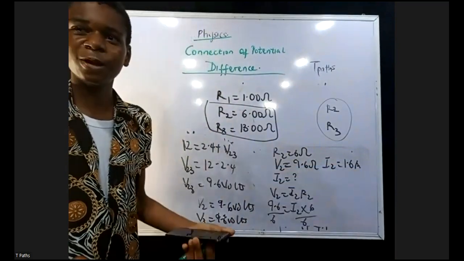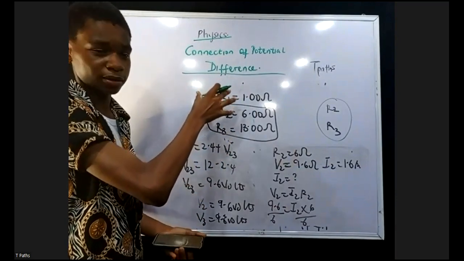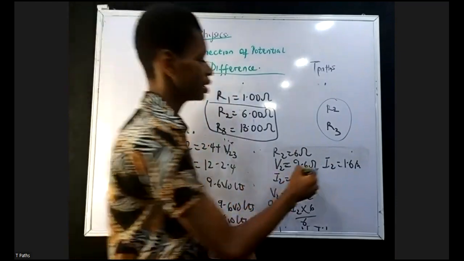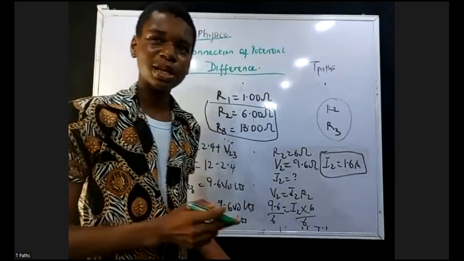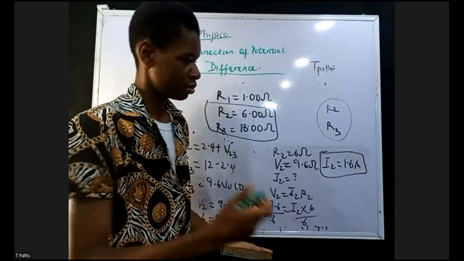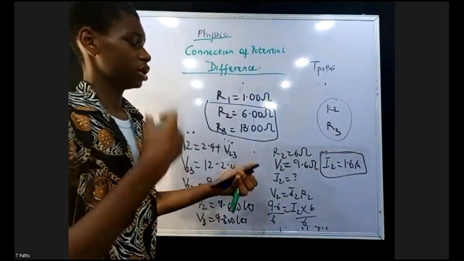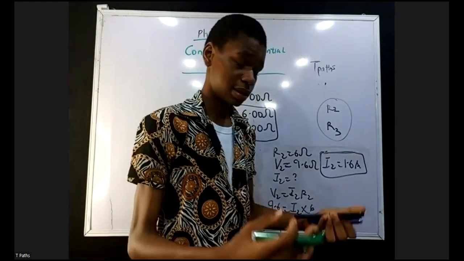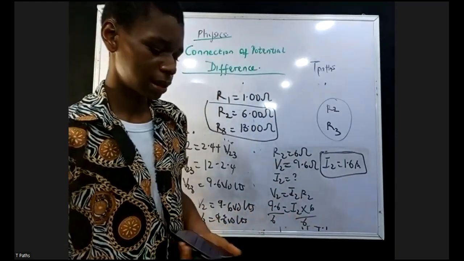As you can see, it is different from the current passing through the circuit. But that of resistor R1, which is connected in series, is the same as that passing through the circuit. So when resistors are connected in parallel, the current passing through them is not the same as the current passing through the circuit. You should have that at the back of your mind. But when they are connected in series, the current passing through the circuit is the same as the current passing through the resistors. Okay, so let's move to example 2.